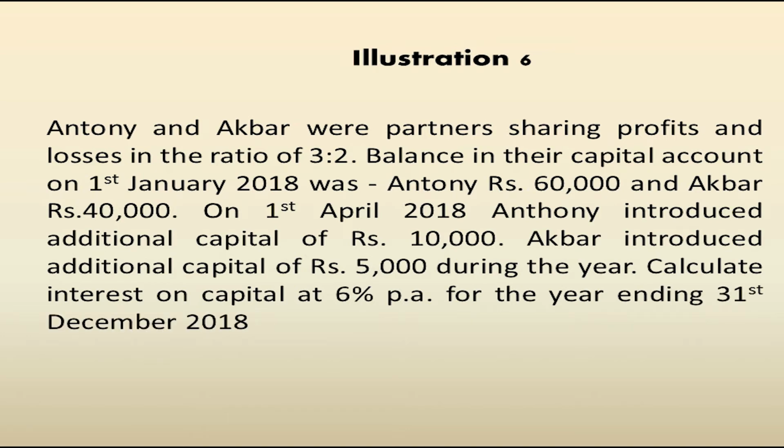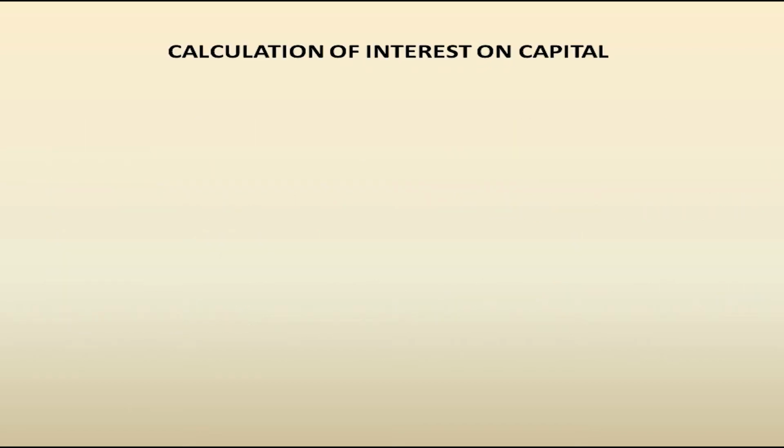So let's look over here. On 1st January, Anthony's capital is 60,000 and Akbar's is 40,000. On 1st April, Anthony has introduced additional capital of 10,000. But Akbar has introduced 5,000 during the year. The date is not given. So calculate the interest on capital at 6% per annum. Now let's look at the solution.